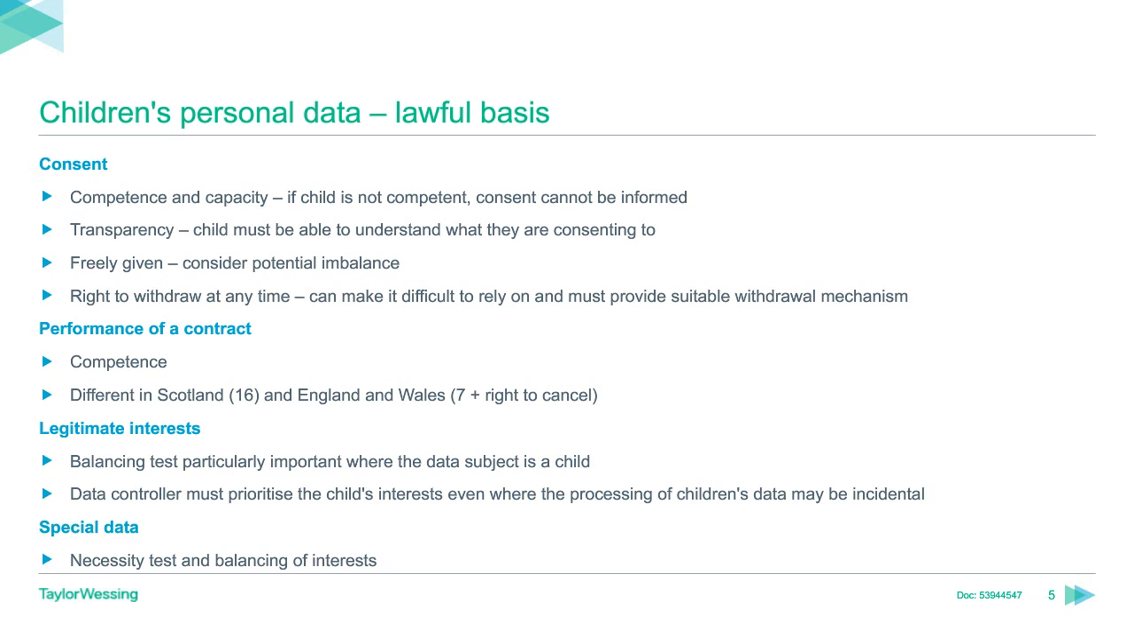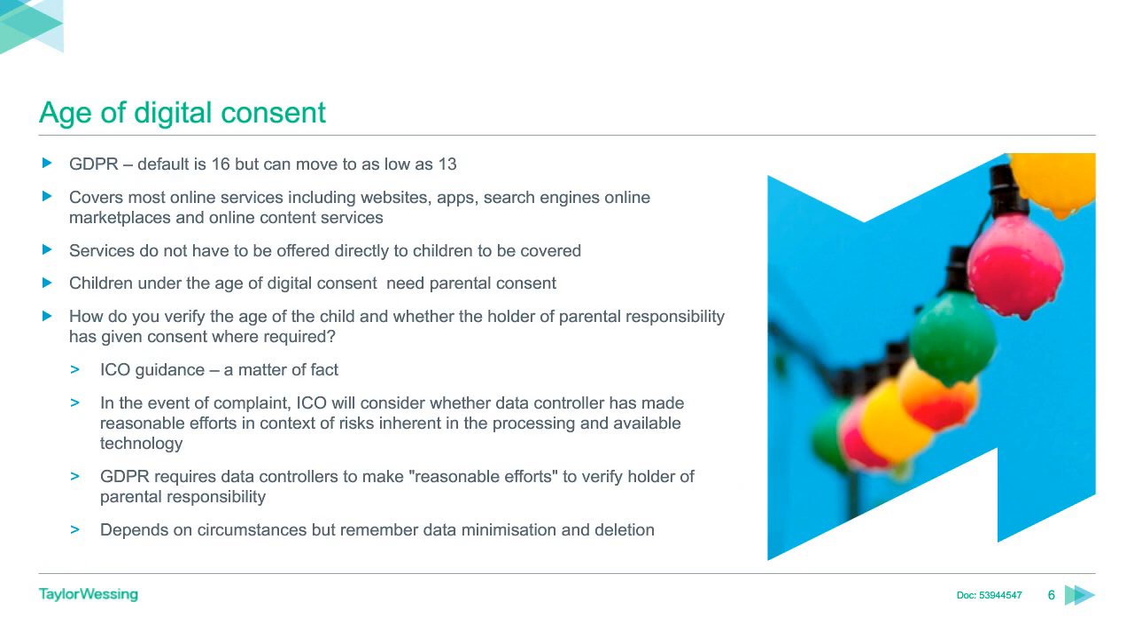One area where the GDPR is very specific about the difference when dealing with children is the age of digital consent. It says that only children aged 16 or above can give consent online to receive an information society service, unless the consent is for an online preventative or counselling service. This actually is pretty wide-ranging. It covers most online services and generally includes websites, apps, search engines, online marketplaces, and online content services.